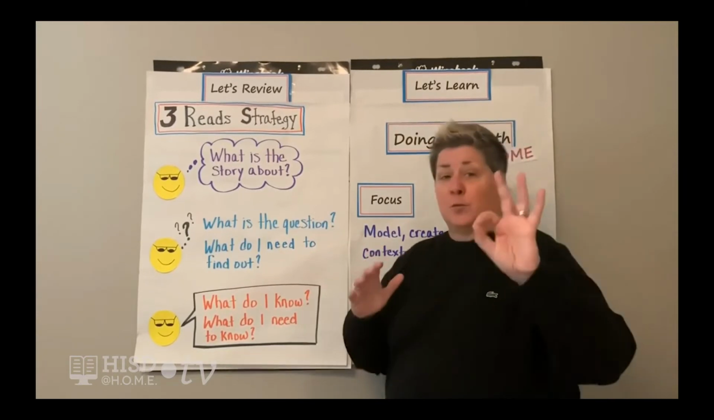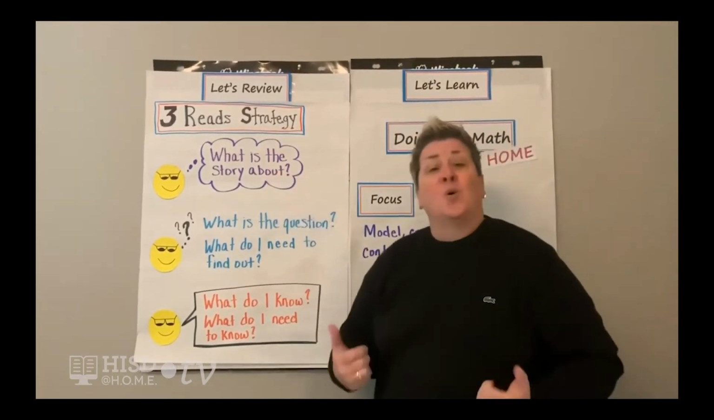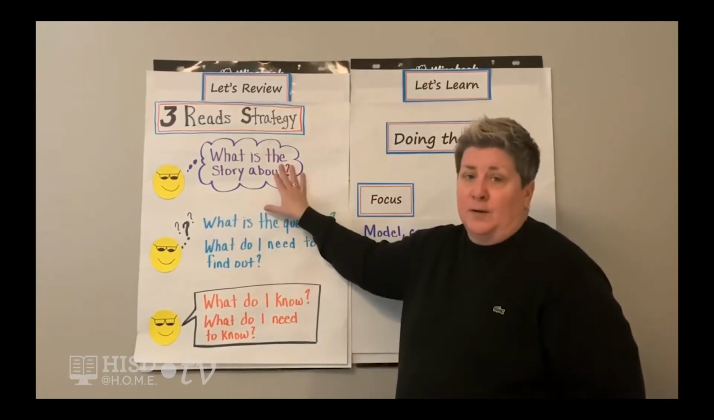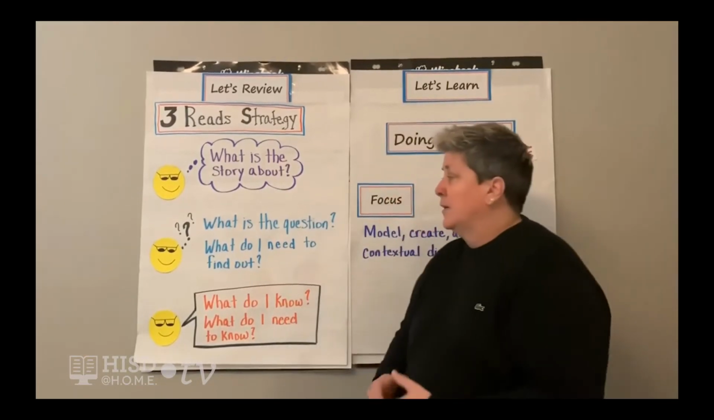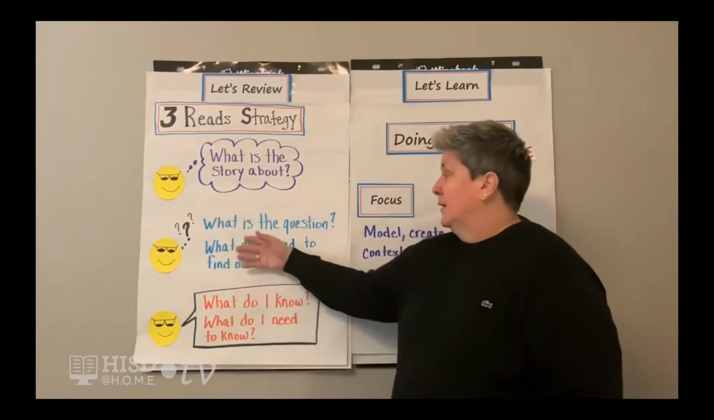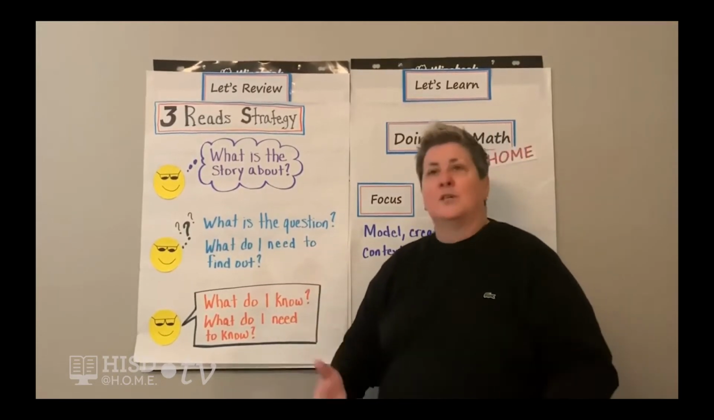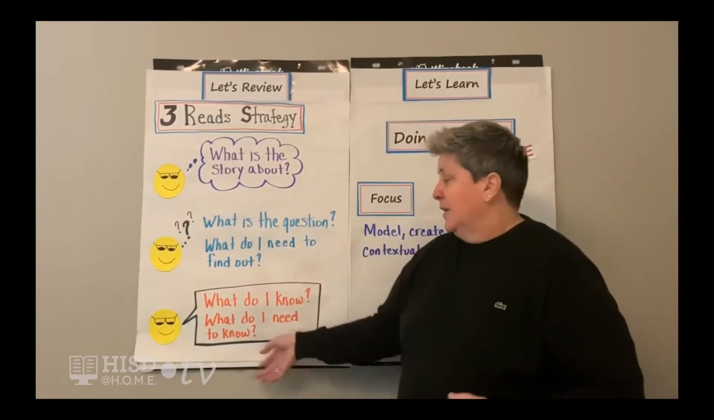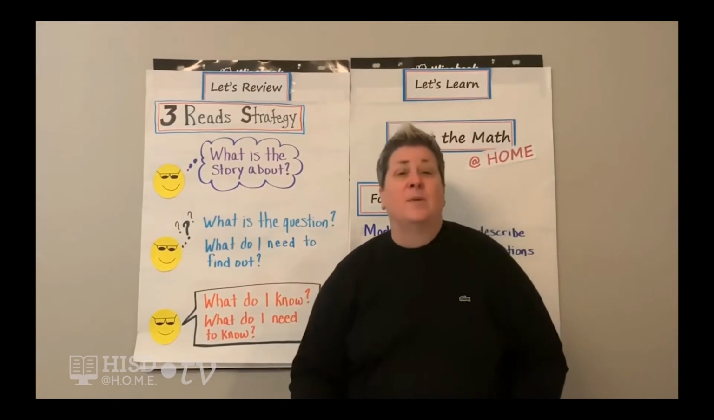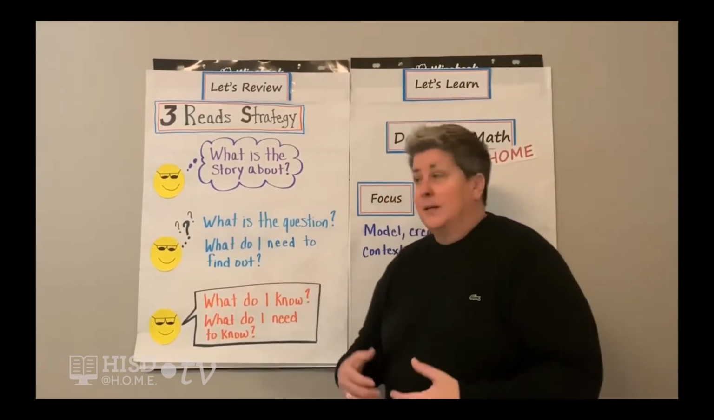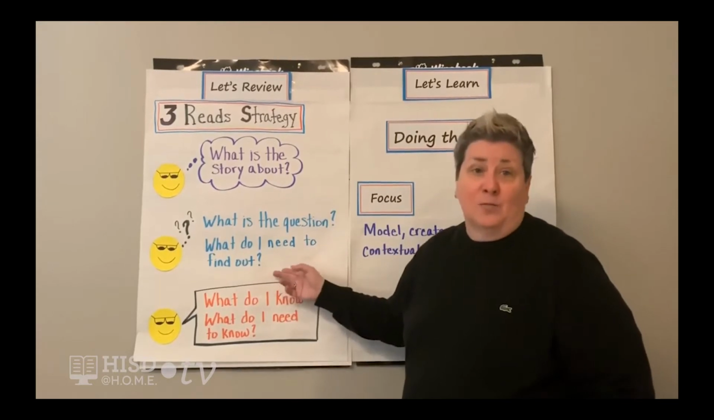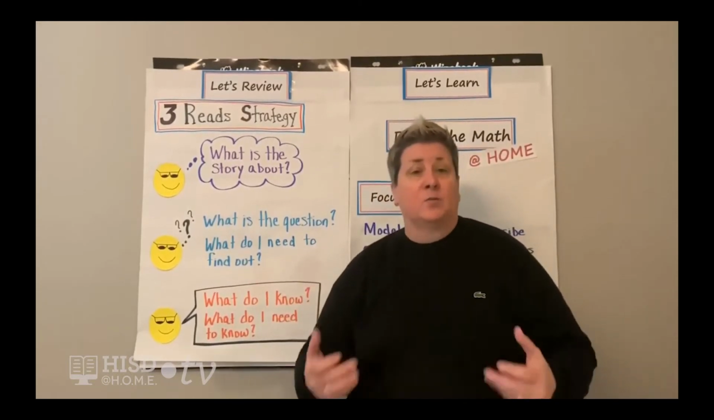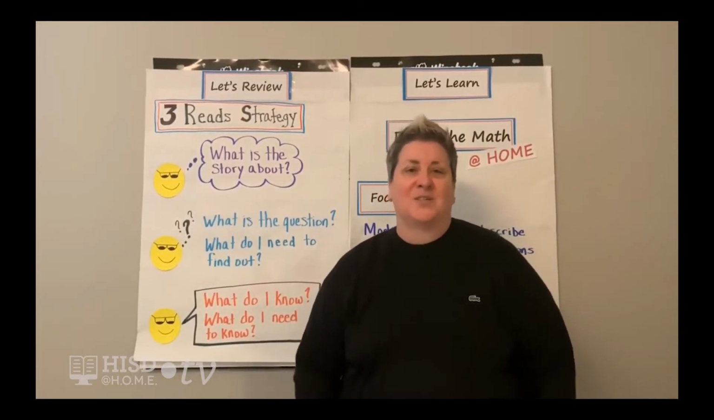Okay, so we have 3 reads that we're going to do. The first read is, what is the story about? So I read my problem and I'm thinking about what's my story about. And then I need to write those responses down. The next time I read the problem, I've got to think about, what's the question? What do I need to try to find out? That's our second read. And our third read is, what do I know? What information is the math story providing me to help me figure out what I don't know? So that's the 3 read strategy, and that's the strategy and the vocabulary that we're going to use as we move into our Let's Learn section.